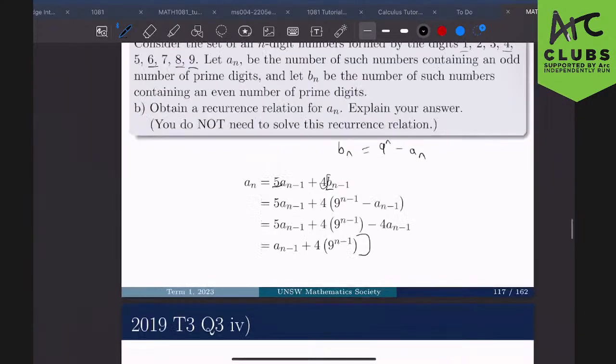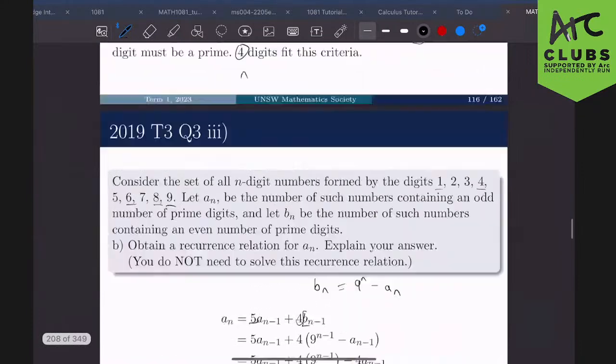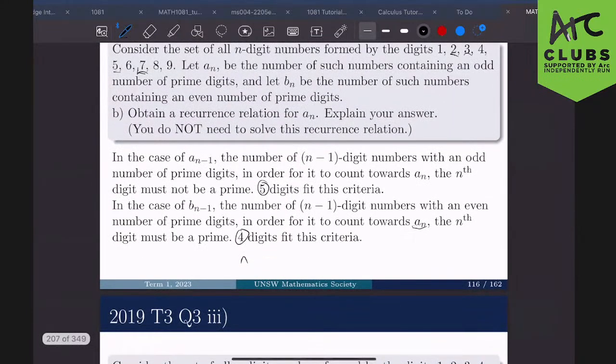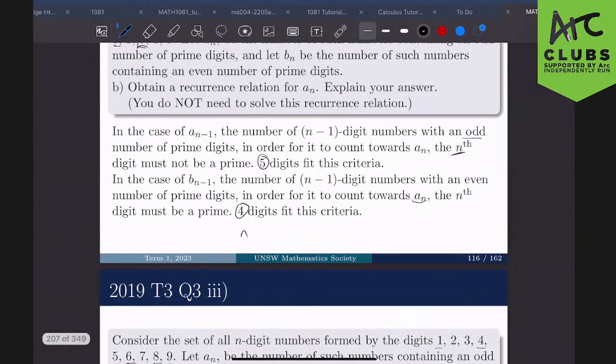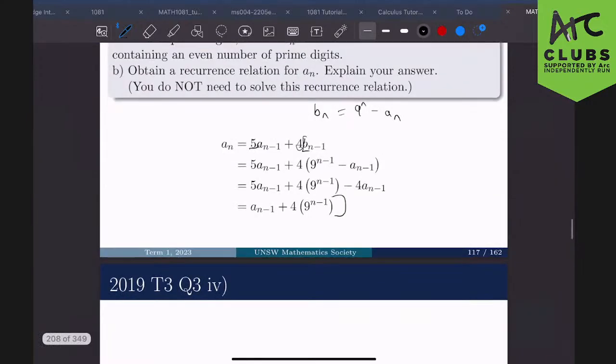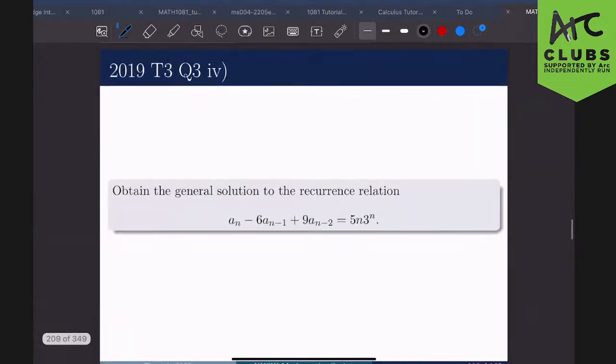So yeah, you're just thinking of the case in which you set the nth digit to be not prime in the case of a_n, and the requirement for it to be prime when you're dealing with b_{n-1}.